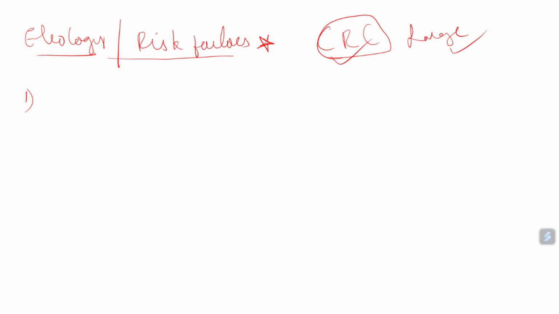Now in etiology and risk factors, the main important risk factor is diet. Dietary habit can cause colorectal cancer. What type of food items or diet will cause colorectal cancer? Can anyone give me the answer? Just guess. Okay, let me tell you. The first important dietary item that causes colorectal cancer is a rich fatty diet.